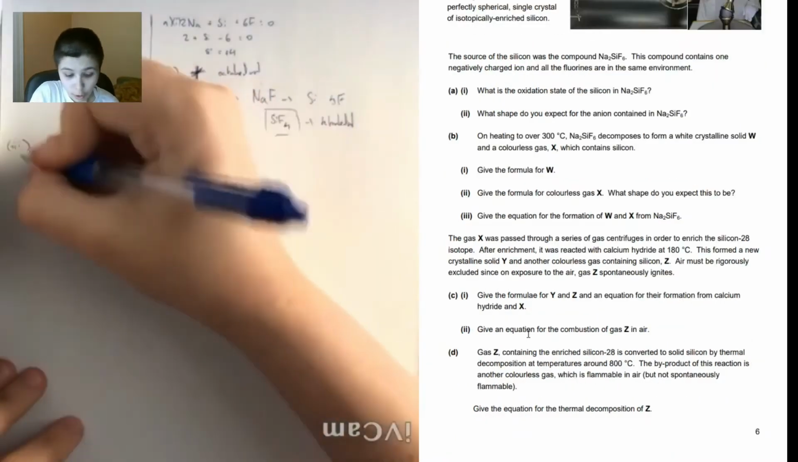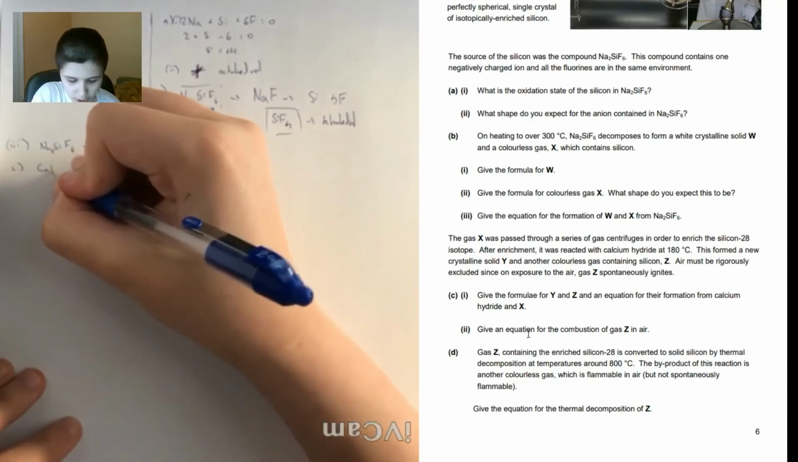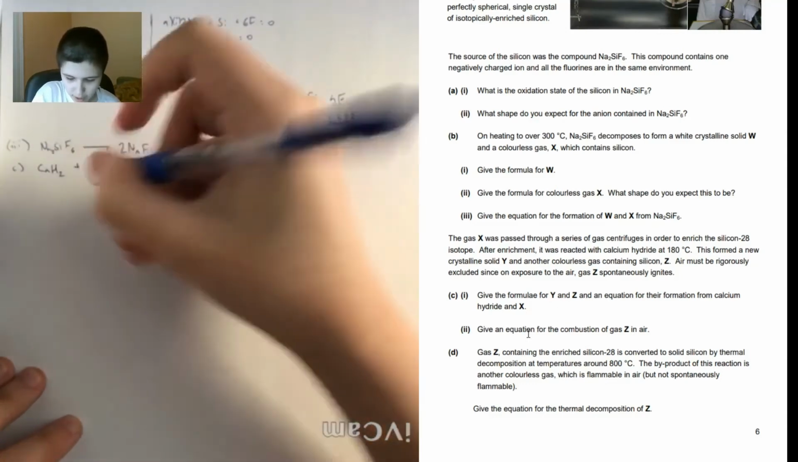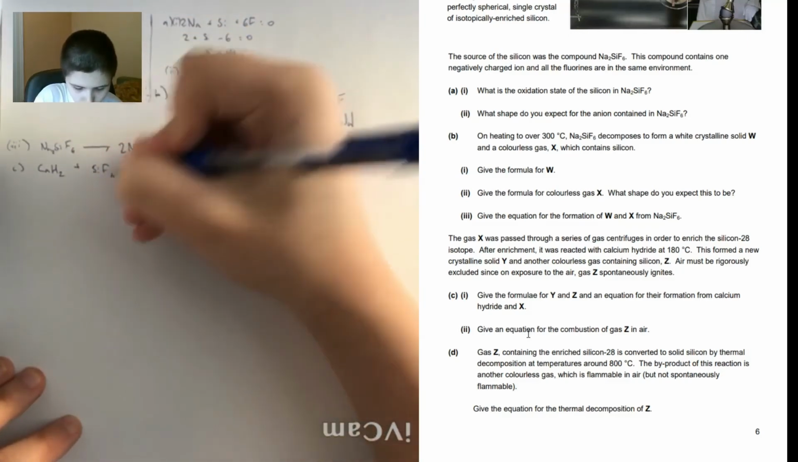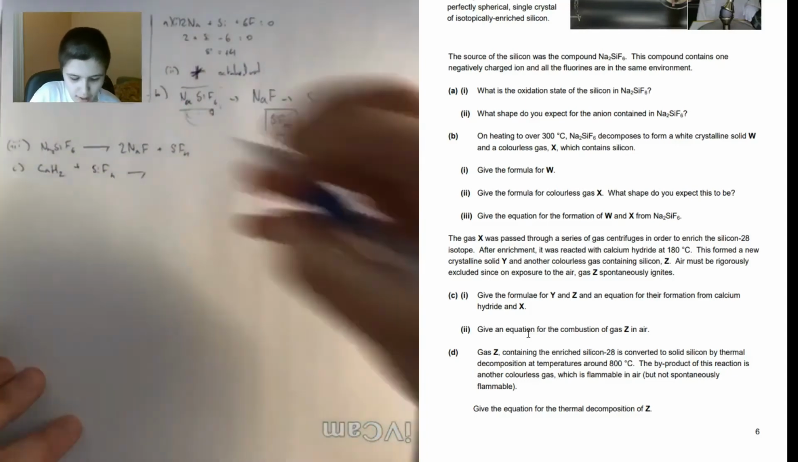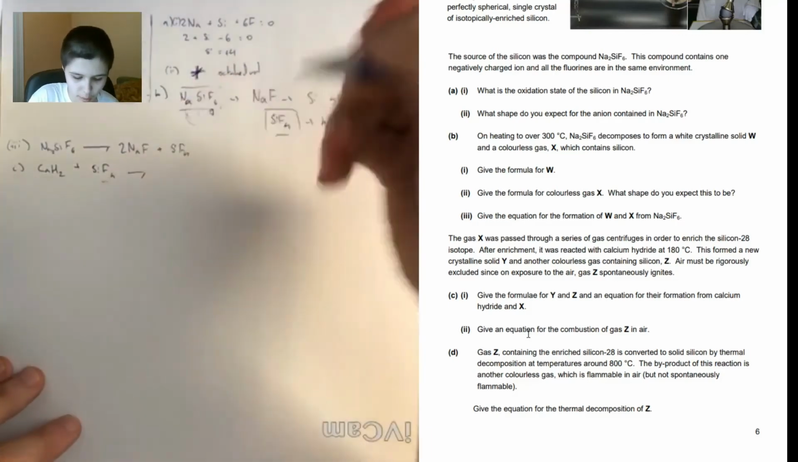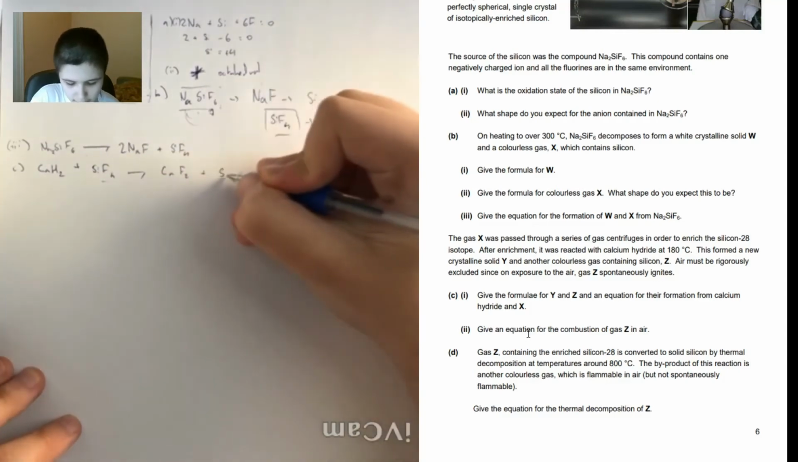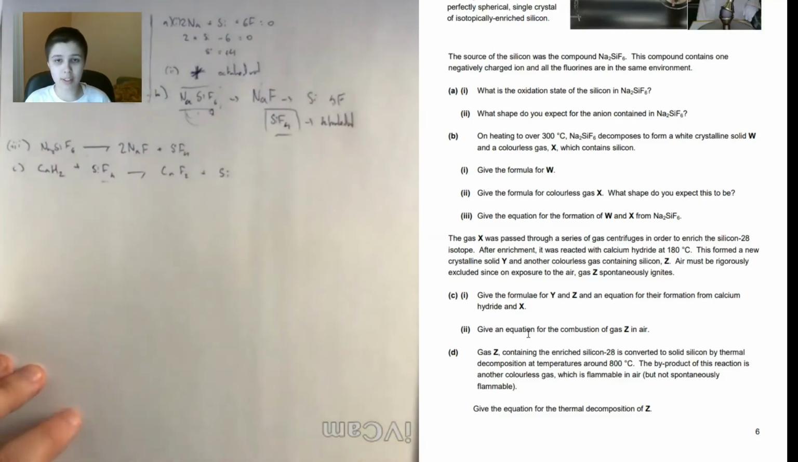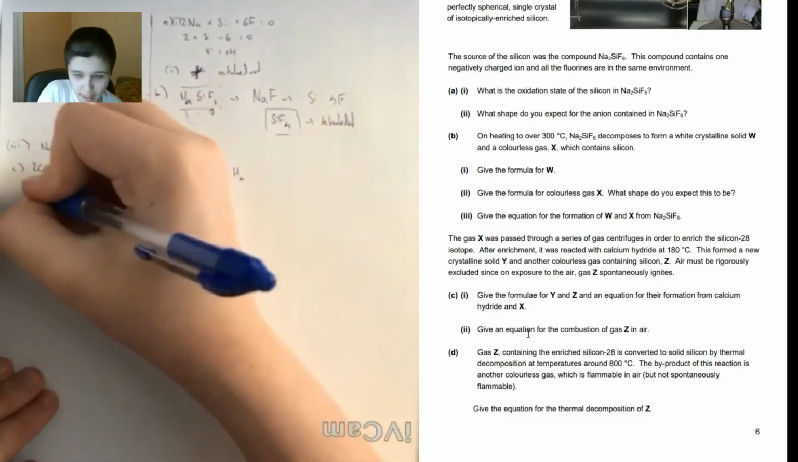For part C, I'm expecting calcium hydride to react with SiF4, and so the calcium hydride is obviously going to lose the hydrogens and bond with the fluorine, giving me calcium fluoride, plus still a gas, so silicon can't be in its solid form, so it's probably going to be SiH4, and balancing this equation gives me this.